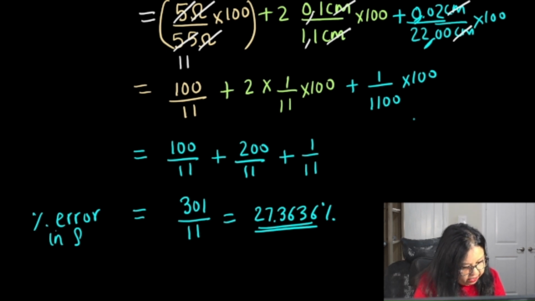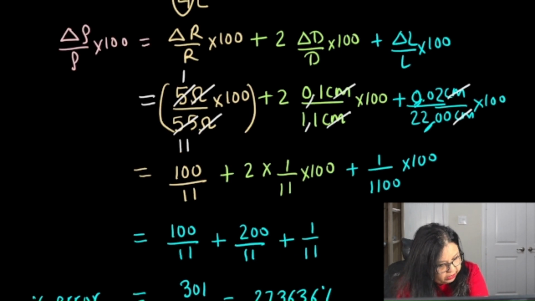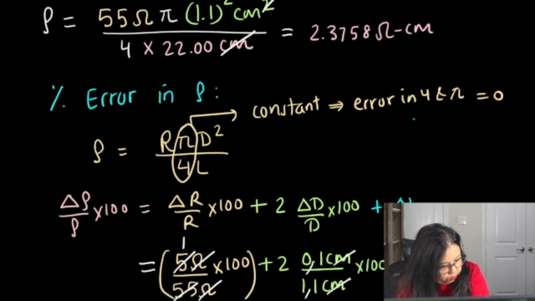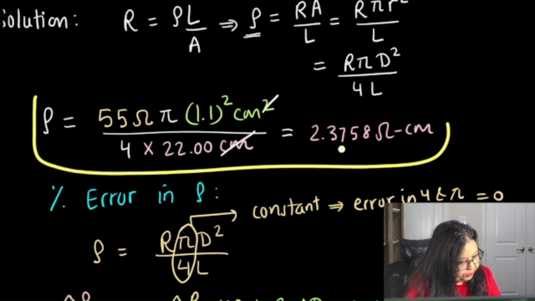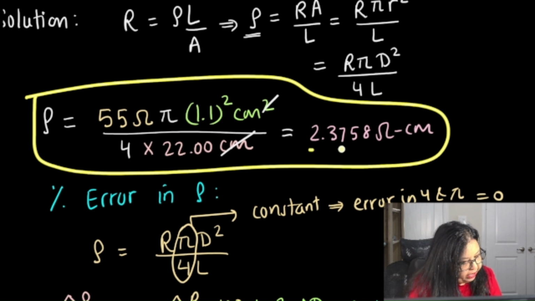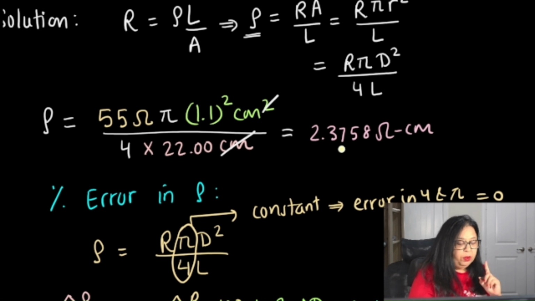Now we also said we're going to find out delta rho. But before we do that, let's return to this equation over here. We got the answer for rho to be 2.3758 ohm centimeters. But we didn't quite follow the rules of significant figures, which say that while multiplying and or dividing, the number of sig figs in the final answer must be same as the least number of sig figs in the numbers that are being multiplied or divided.